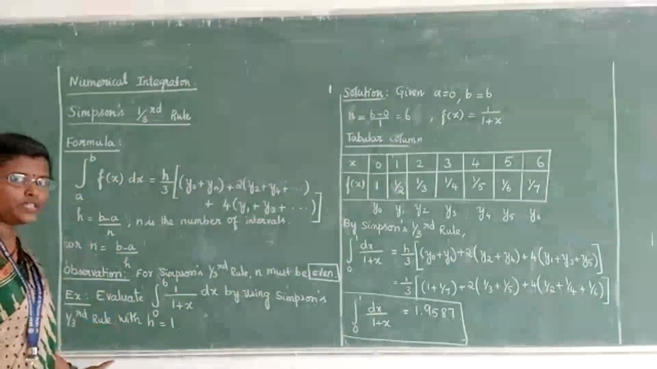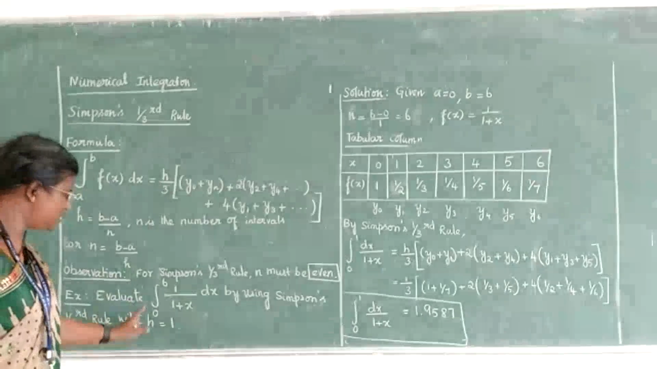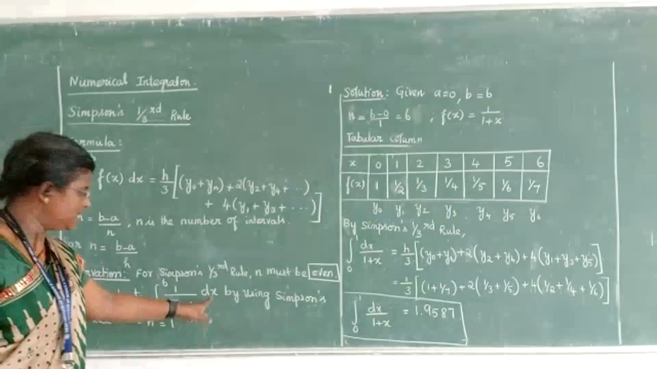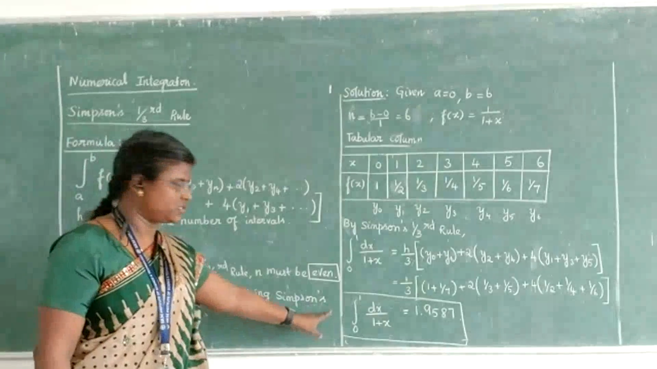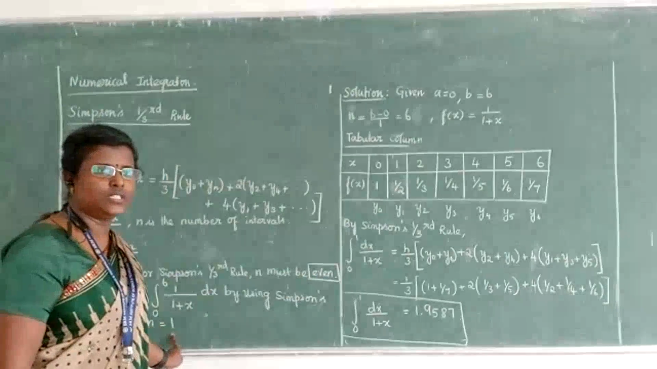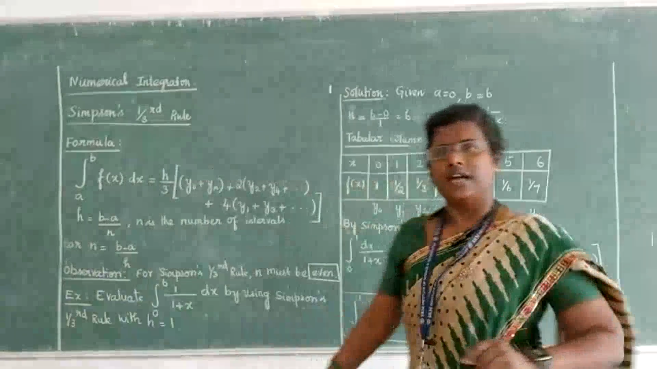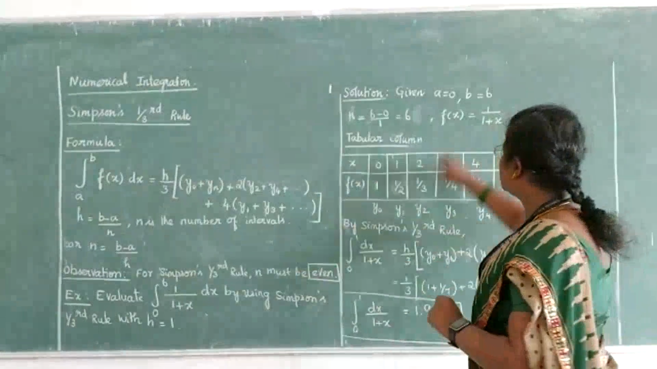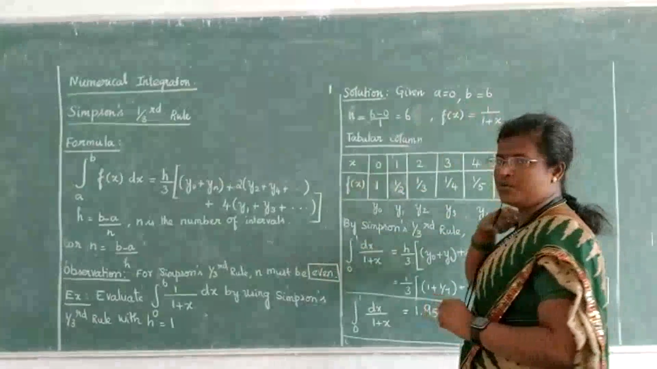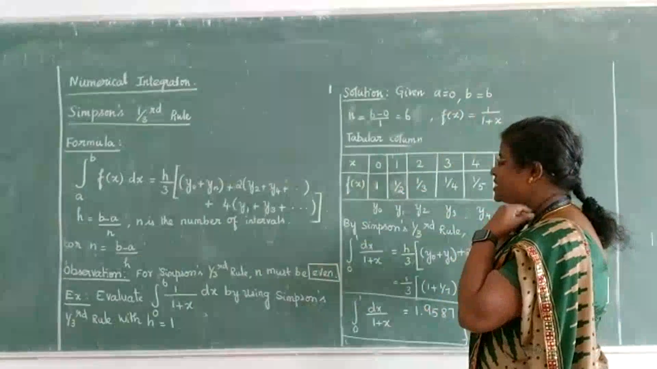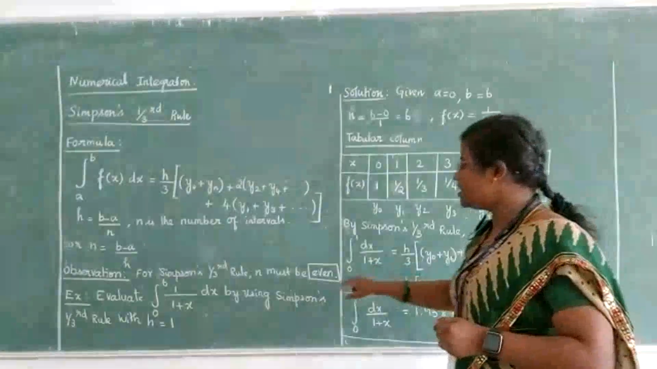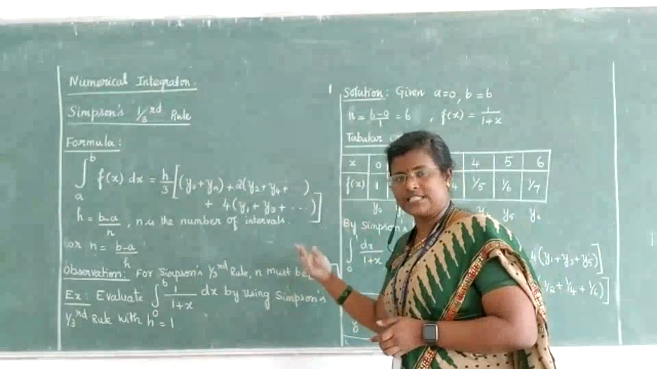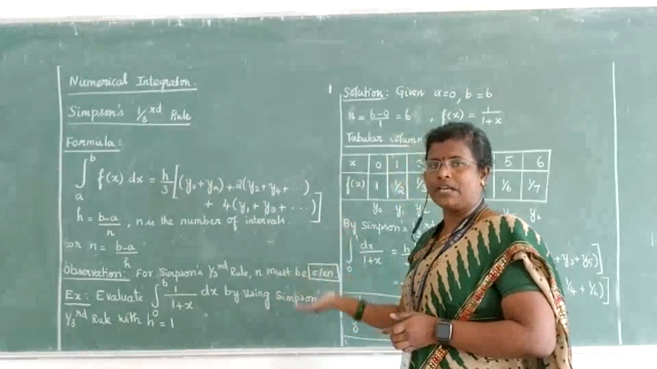Now, using Simpson's 1/3 rule, I'm going to evaluate this integration: the integral from 0 to 6 of 1 divided by (1 plus x) dx. Here the h value is 1. First I calculate the value of a, the lower limit, which is 0, and the upper limit is 6. With these, I calculate the number of intervals.